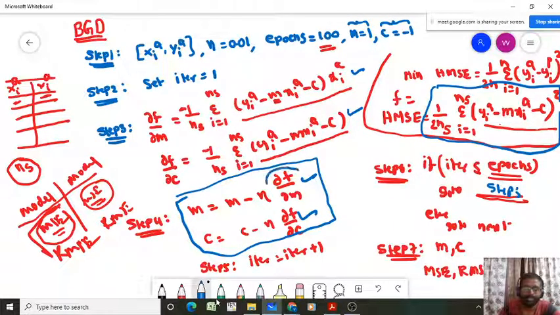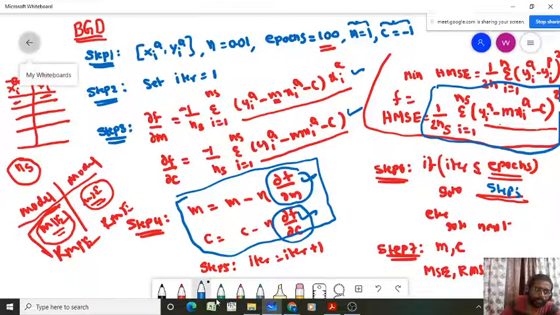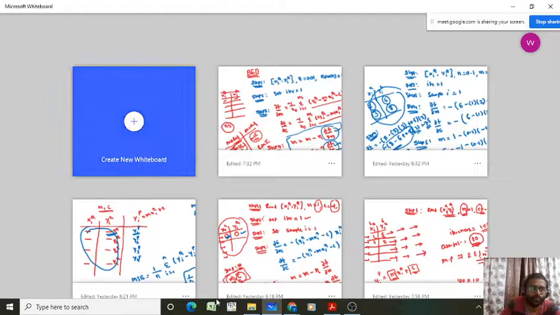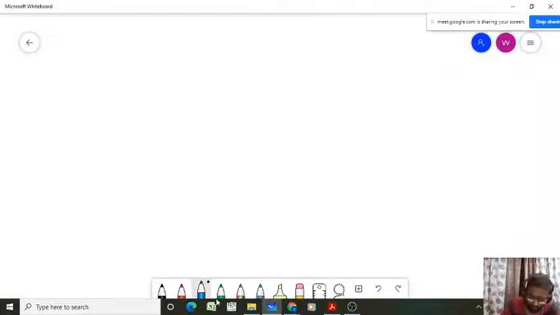But the only thing is, the ∂f/∂m value and ∂f/∂c value will change because of the change in your objective function. Fine. So now we are going to discuss some numerical calculations for simple linear regression model training by using the batch gradient descent optimization method.